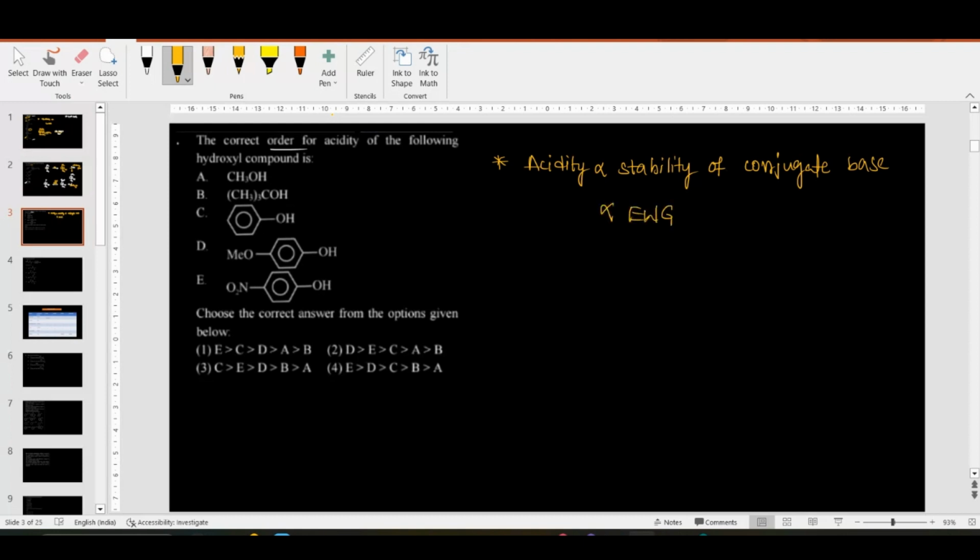If any electron withdrawing groups are there, then the acidity of that compound will increase. If it contains an electron donating group, that decreases the acidity. Now let's see these one by one. Here I'm just writing its conjugate base, right? This is its conjugate base.